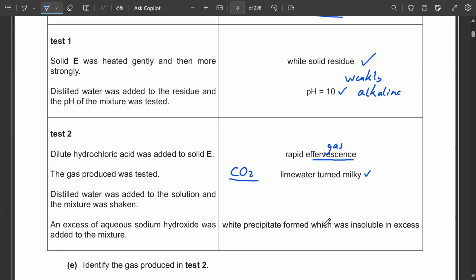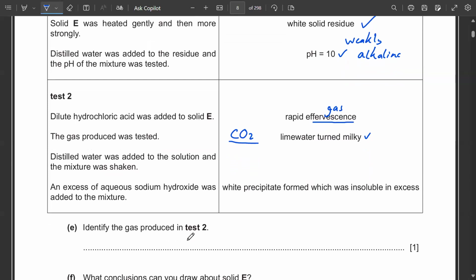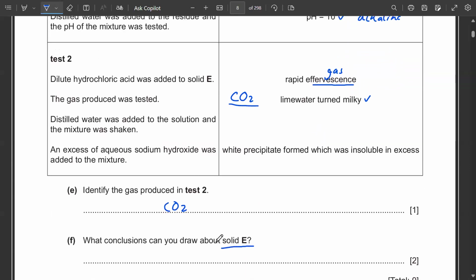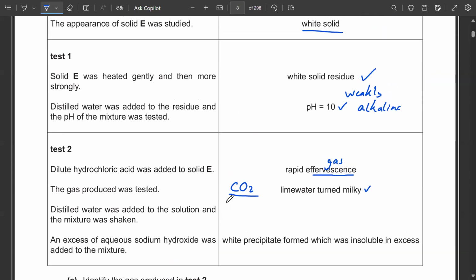An excess of aqueous sodium hydroxide was added to the mixture. White precipitate formed which was insoluble in excess. Identify the gas produced in test 2. So we have already identified that it is carbon dioxide gas. Now what conclusion could you draw about solid E? We have to tell the identity of solid E over here. So how do we know which compound that was?